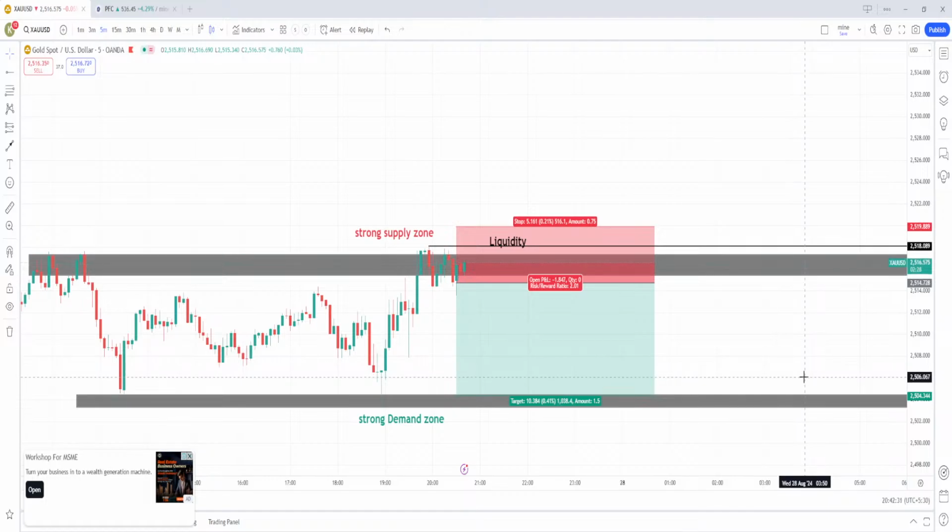So you have to wait for the collection of liquidity and the sell stops made in the sell trades. After collecting this liquidity, the trend is going to continue, or maybe it will break the strong supply zone and hit the SL.